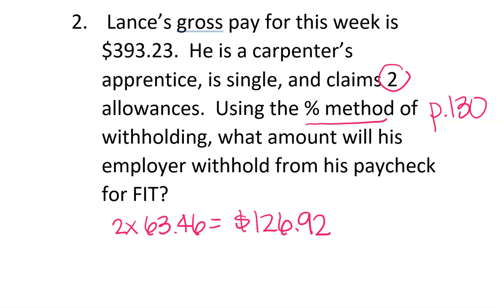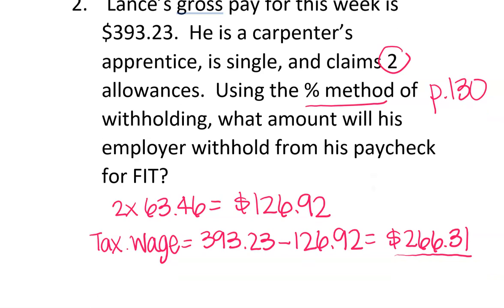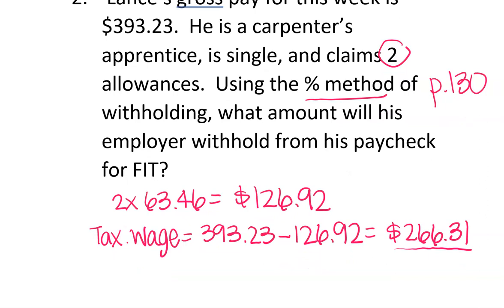Then we have to find the taxable wage. So we're going to take that $393.23 and subtract the allowance amount that we just found to find out how much is left. $266.31. Then we look into the table to find out where $266.31 falls. It looks like it falls in the blue row from $195 to $645. It says the tax is going to be $14.40 plus 15% of the excess over $195.